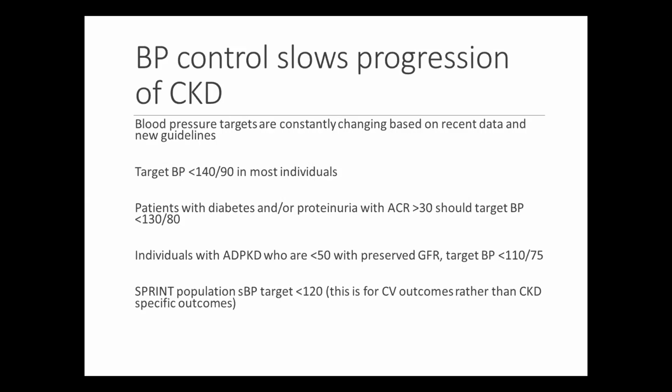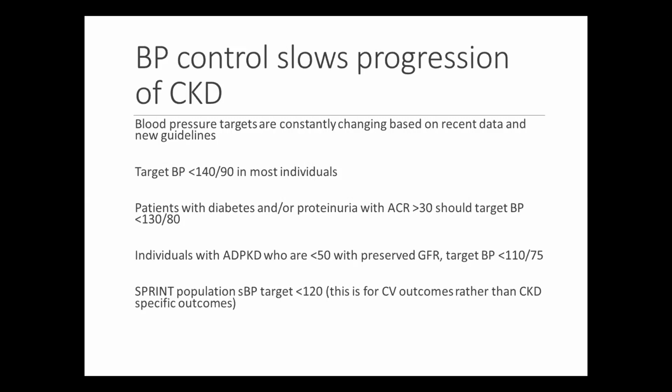In individuals with diabetes, the blood pressure target is less than 130 over 80. And as nephrologists, if there's evidence of proteinuria, then we target a blood pressure of less than 130 over 80 as well, in some cases. Individuals with polycystic kidney disease who are under the age of 50 and have relatively preserved GFR, we're a bit more aggressive, targeting blood pressure less than 110 over 75, as tolerated.